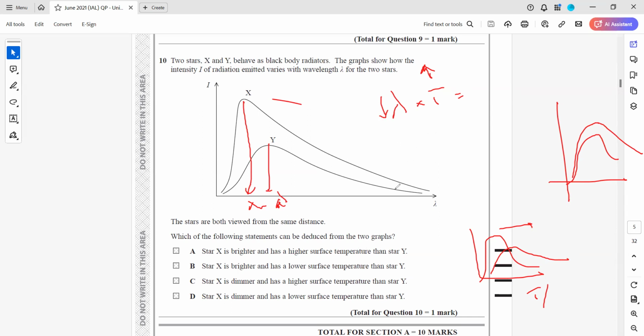And if it's a high temperature, and both are at the same distance, luminosity is 4 pi r square sigma T raised to power 4. So temperature is high, so luminosity of X should be higher. So star X will be brighter because it has a high luminosity as we are observing them from the same distance. Is it clear? Question 10?